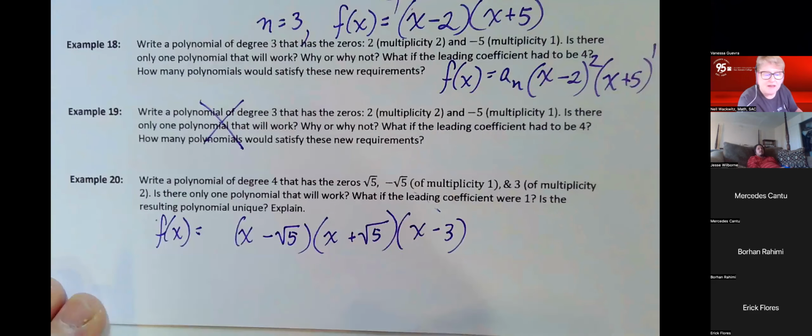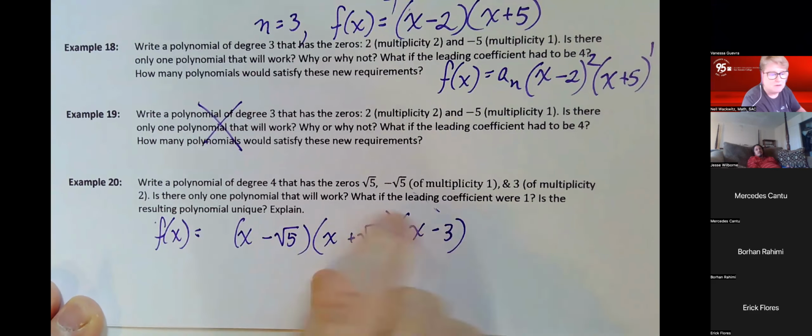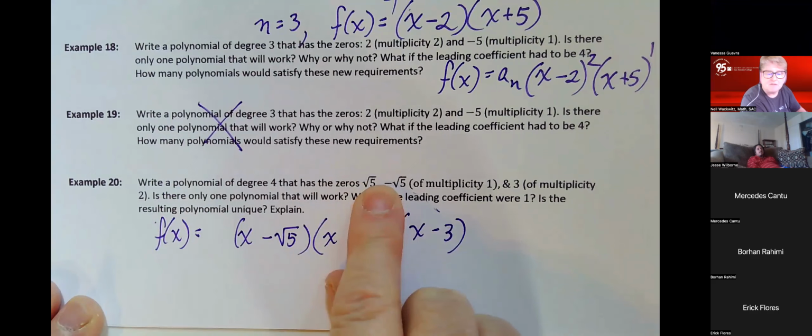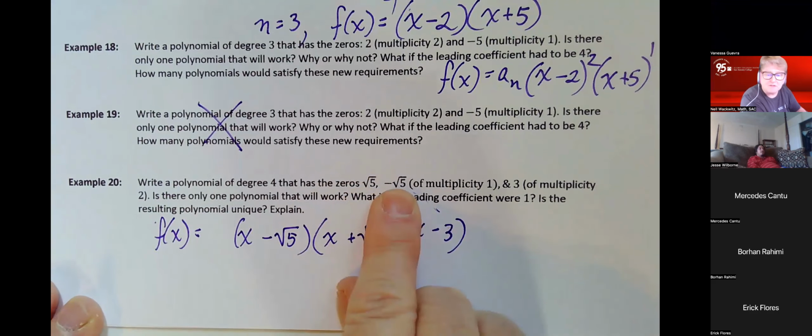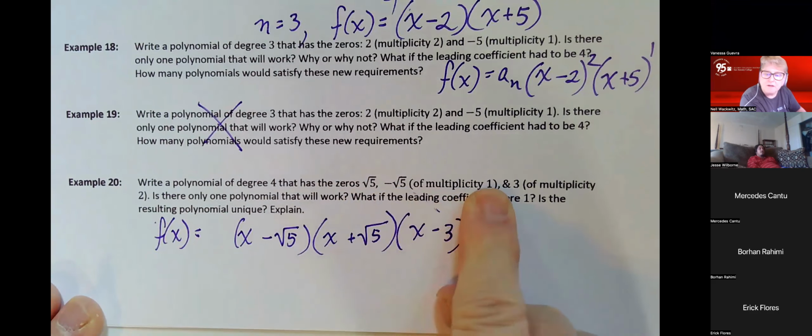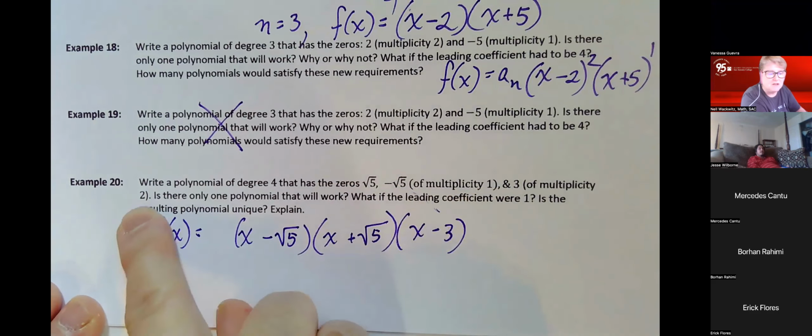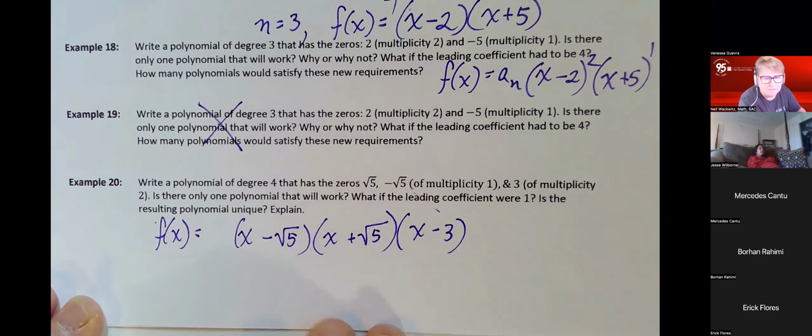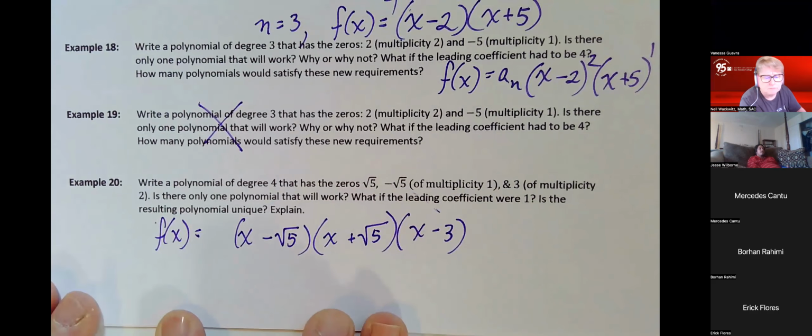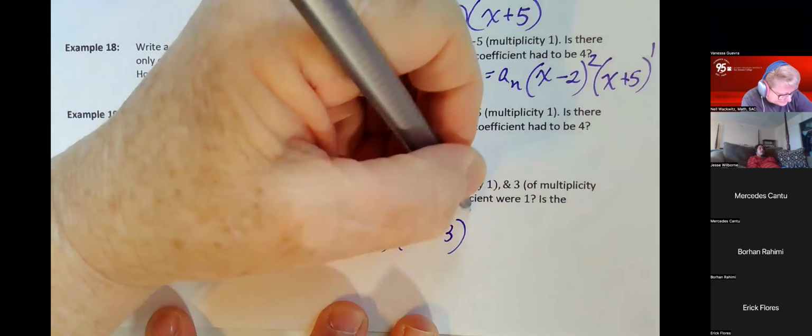Now to see what the exponents are on these terms, it says that square root of 5 and negative square root of 5 are both multiplicity 1, and that 3 has multiplicity 2. What do I do with that? You would put a square at the end of x minus 3. Good.